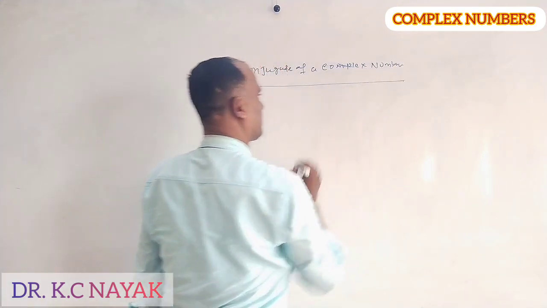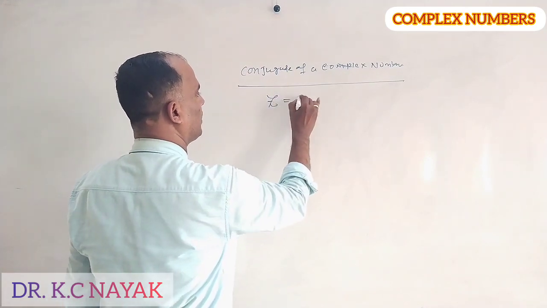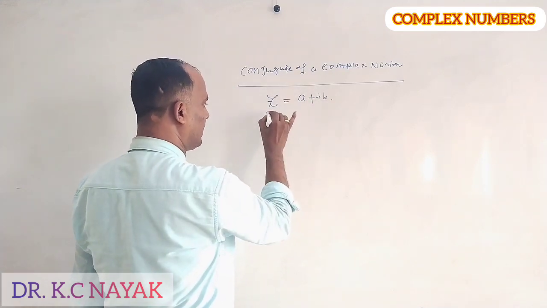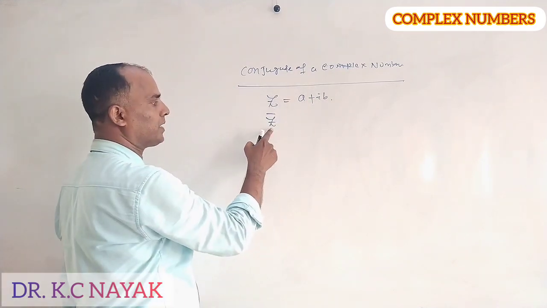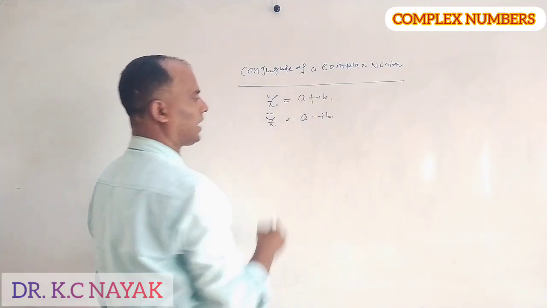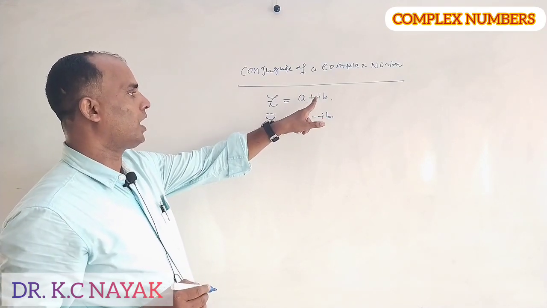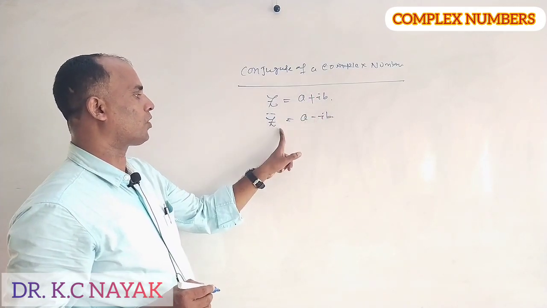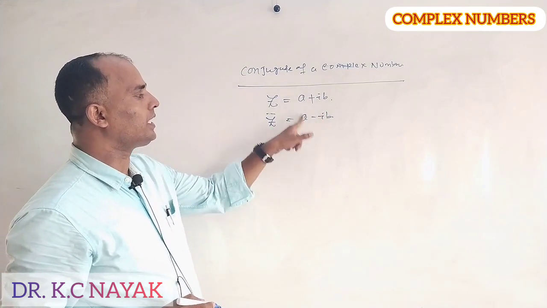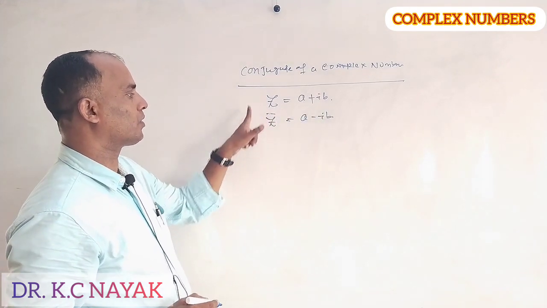What is a conjugate complex number? Suppose Z is a complex number of the form a plus ib, then the conjugate of Z, that is Z bar, is equal to a minus ib. That means we change the sign of the imaginary part. If the complex number has a positive ib, then in the conjugate it is negative ib, because only the imaginary part of the complex number changes in the conjugate.